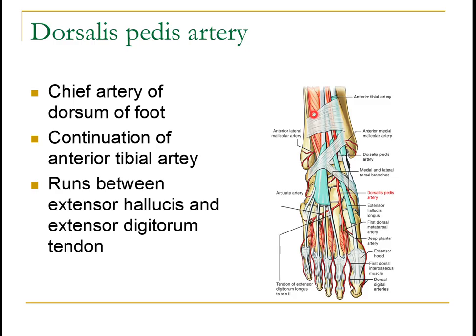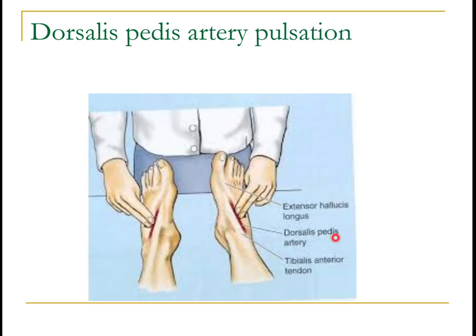Next, coming to the dorsalis pedis artery. It is the chief artery of the dorsum of the foot. It's a continuation of the anterior tibial artery. And this anterior tibial artery continues as the dorsalis pedis artery. It runs between the extensor hallucis and extensor digitorum. So if you have to feel for the pulsation of the dorsalis pedis, you have to place two fingers between the first and the second metatarsal bone.